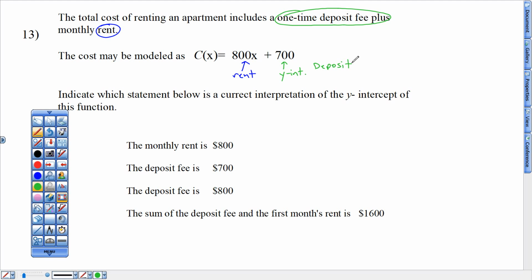So what I'm looking for is which of these answers is describing that y-intercept number? The deposit, not the rent. So for this one, find the deposit fee that matches that 700. That's the y-intercept. That's what I'm looking for. All right, moving on.